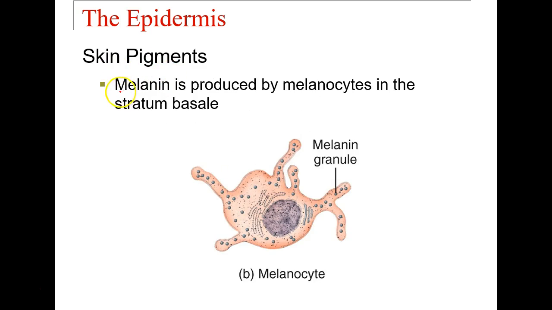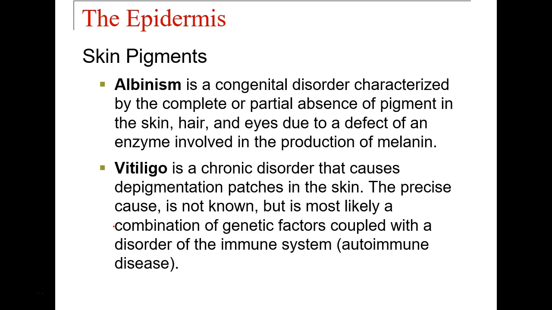Skin pigments. This is where the melanin comes in. This helps with protection against UV radiation. Quick clinical notes: albinism and vitiligo. With albinism, we have a disorder in the production of melanin, and so we do not create the pigment. Vitiligo is a chronic disorder that causes depigmentation, so patches of non-pigmented skin.